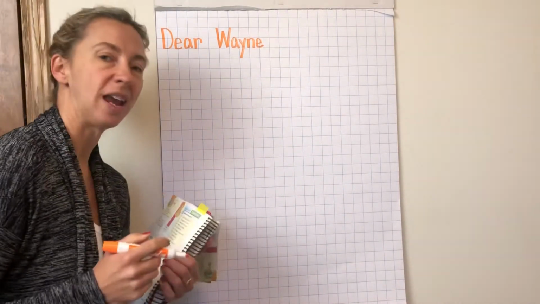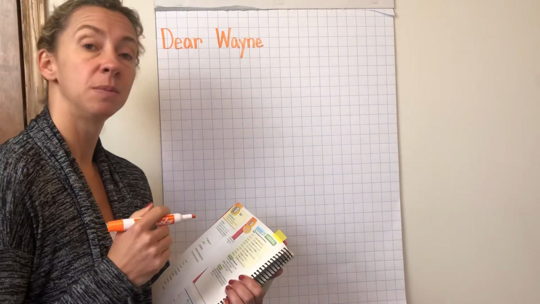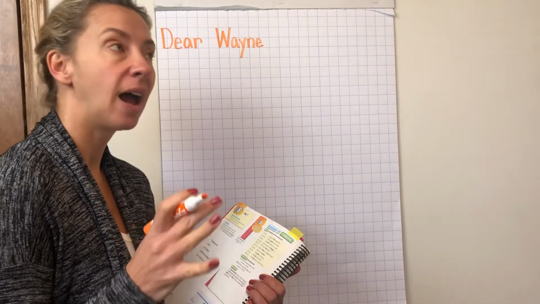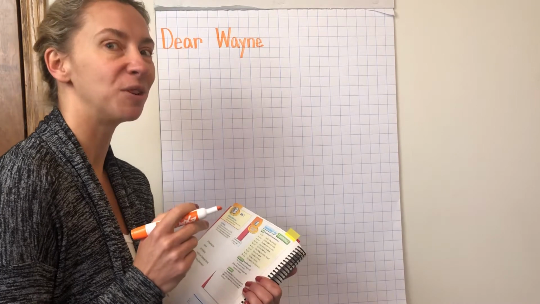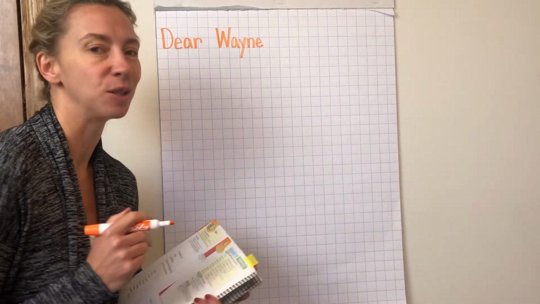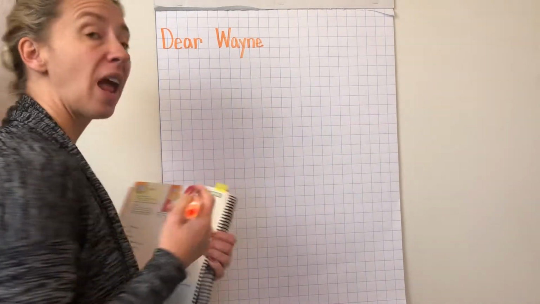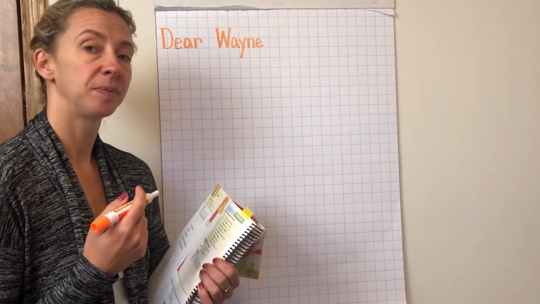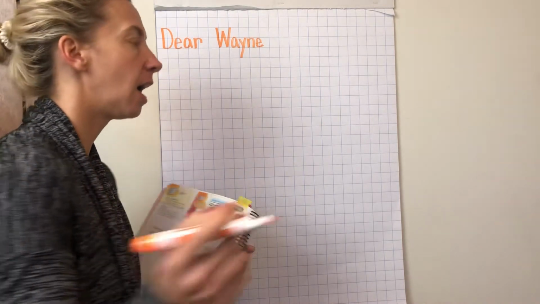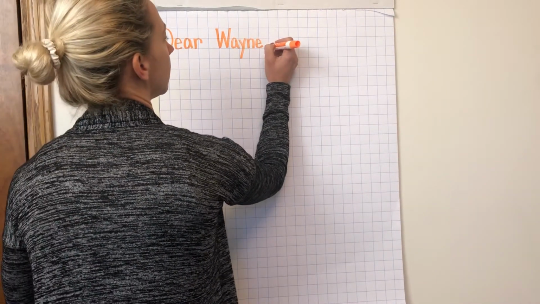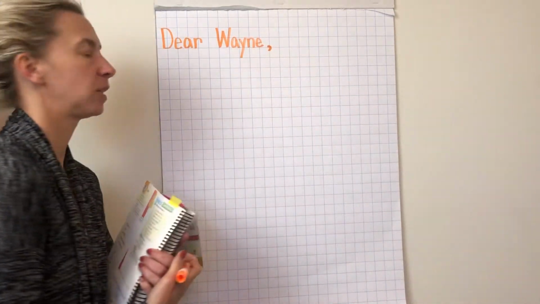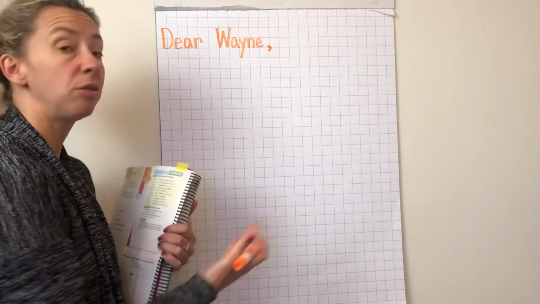I chose Wayne because I'm going to be asking him to help me do something. I ask him to help me do something almost every day, so this should be an easy letter for Mrs. Trana to write. Dear Wayne, and then what do I put after my greeting? A comma. A comma, that's right. That's my greeting.